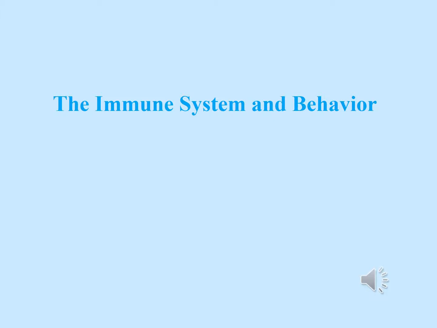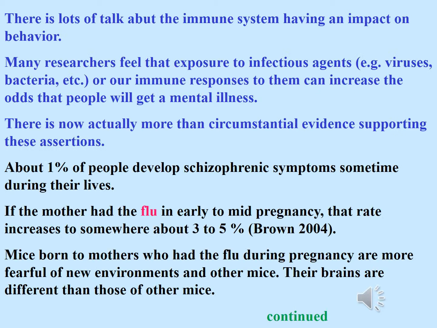Next, we're going to spend a few minutes talking about the immune system and behavior. There's lots of talk about the immune system having an impact on behavior. Many researchers feel that exposure to infectious agents or our immune responses to them can increase the odds that people will get a mental illness. There is now actually more than circumstantial evidence supporting these assertions.